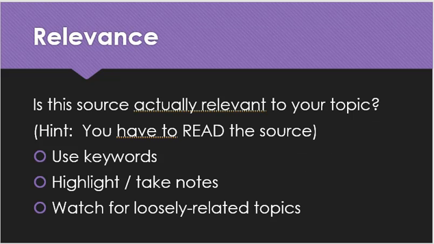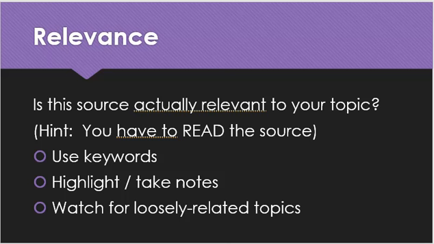Relevance. Is this source actually relevant to your topic? In order to determine relevance, you have to actually read the source. In fact, you'll probably need to read multiple sources and read them multiple times before you have a solid idea of how they relate to your topic. Take a look at the keywords in the title, headline, abstract, or tags of the article. If one or more of the main ideas of your topic are listed in the keywords, that's a good place to start. But you'll need to read the article to make sure that what you're looking for is actually addressed in the body of the work.